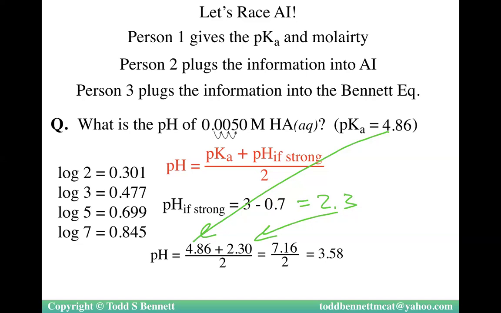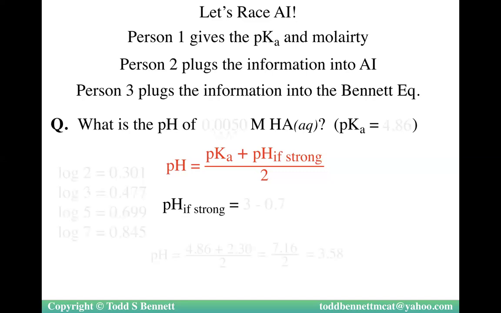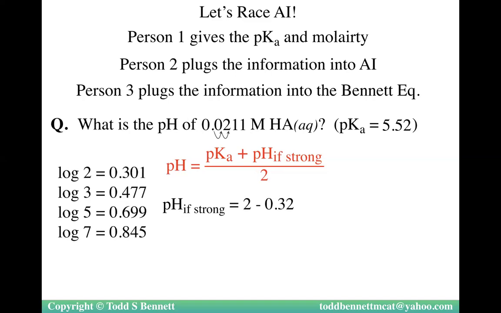So I'm going to try one more race against the AI. So if you're ready, on your mark, get set, math on. You got to bounce it over twice. So 2 minus log 2. Log 2 is roughly 0.3-ish. This is slightly higher, so I'm going to make it a little bit higher. 2 minus 0.32 is 1.68. 5.52 plus 1.68, going to work out fairly nicely for me, is 7.2 divided by 2, 3.6. 8 seconds. AI still has 6 seconds to go.